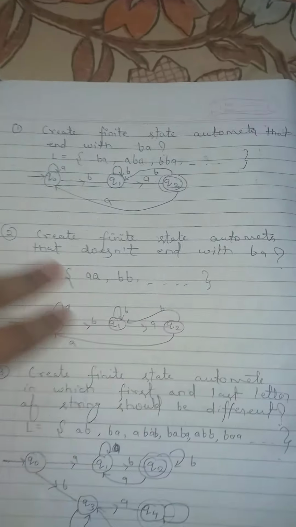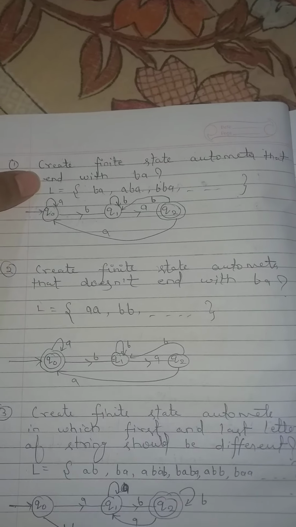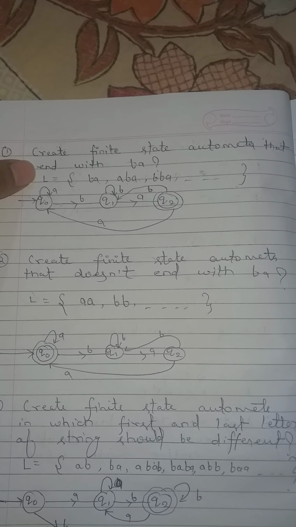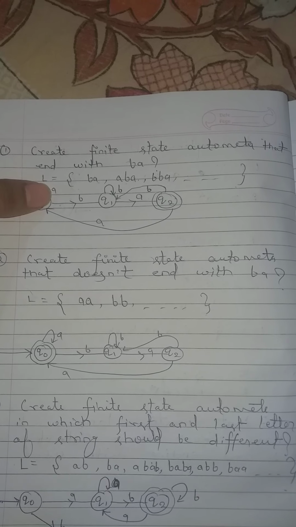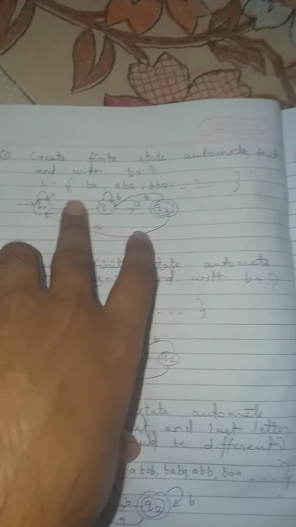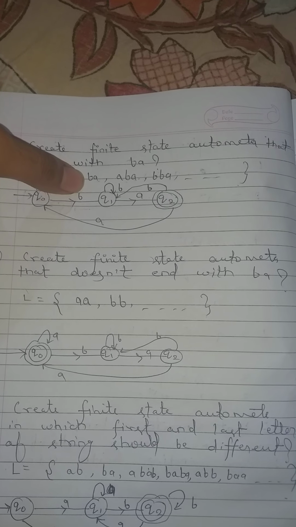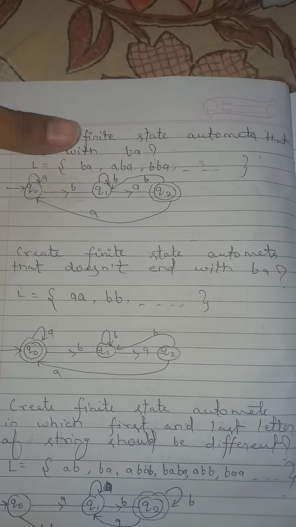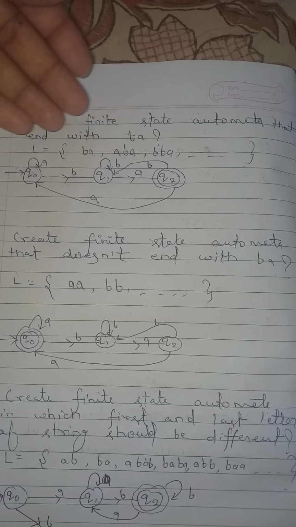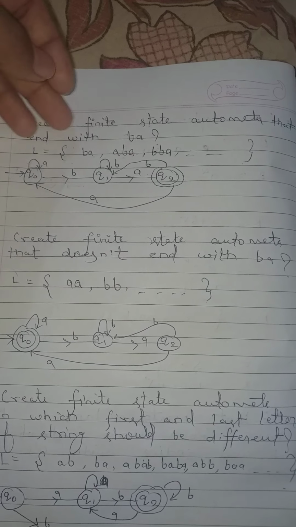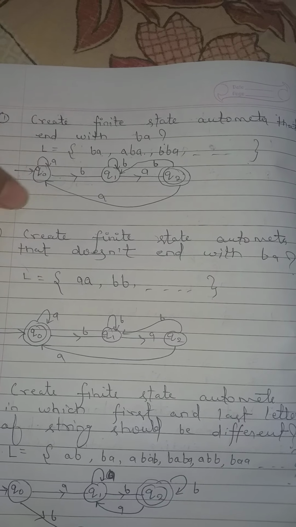So let's solve some examples. Like we have a question: create finite state automata that ends with BA. That is, the strings should end with BA. So the minimum string that the language will contain will be BA, and after that it may contain many other words like A, B, BA, but the last two letters must be B and A.